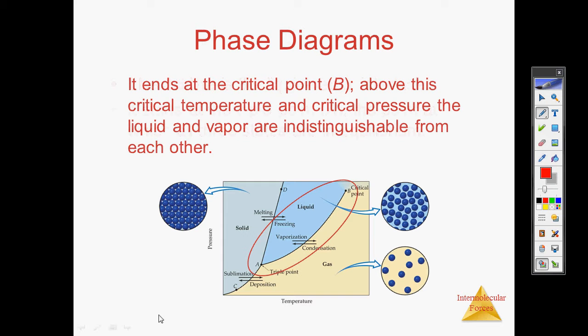It ends at the critical point B. Above this critical temperature and critical pressure, the liquid and vapor are indistinguishable from each other. So at that point, when the pressure is so high and the temperature is so high, it can be a gas or a liquid at any moment in time.